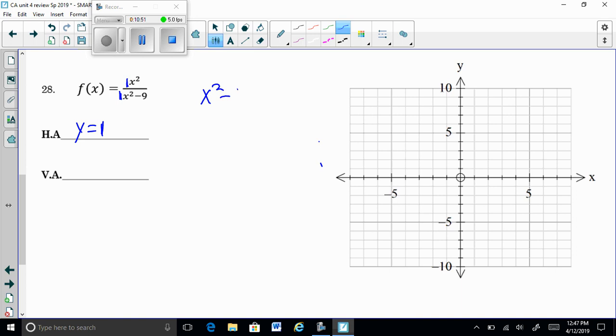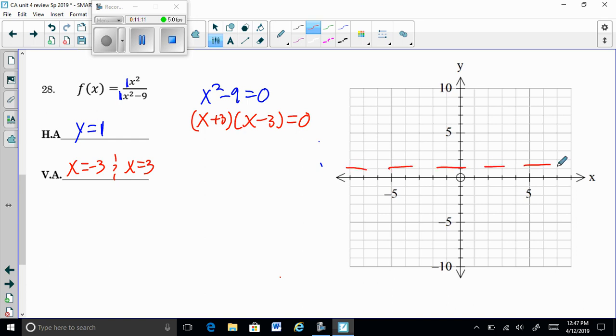Denominator is kind of similar to where you're going to factor it and get two vertical asymptotes. So one of them is at -3, and then you have another one at +3. So y equals 1. There's our horizontal asymptote. And then we have two vertical asymptotes, one at -3 and one at +3.